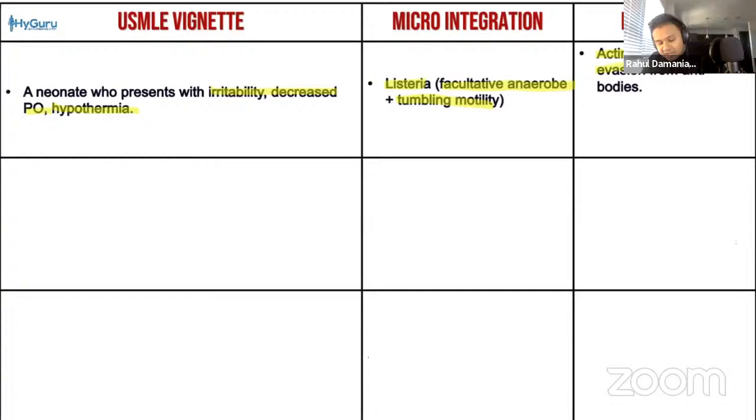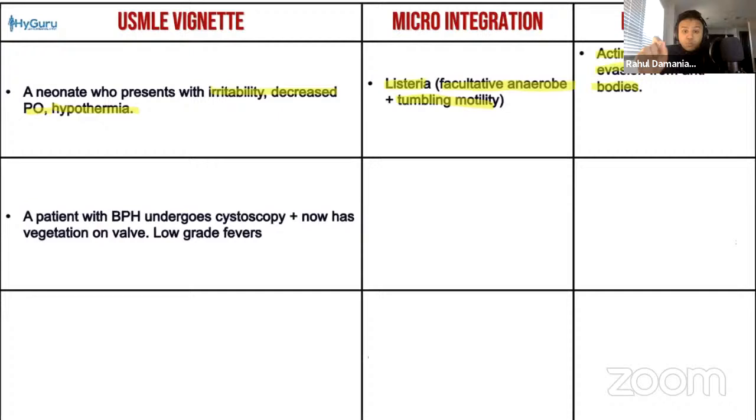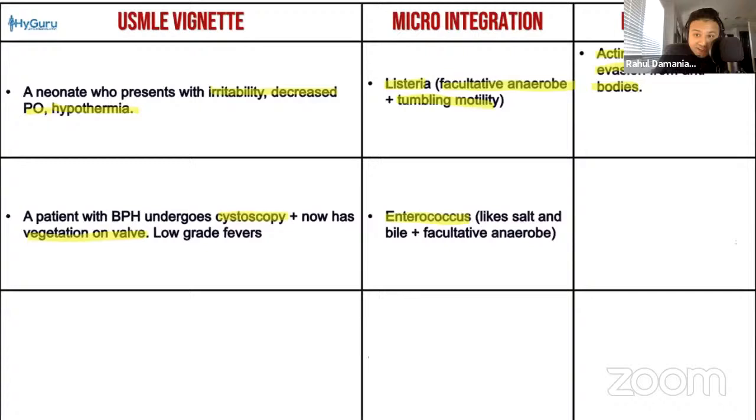What about this question? A patient with benign prostatic hyperplasia undergoes a GU procedure, which is the cystoscopy, and now has vegetation on the valve. What are you thinking of here? You're thinking of endocarditis, especially with the low-grade fevers. You're thinking about a subacute bacterial endocarditis. And this is going to be related to enterococcus. And enterococcus, remember, like salt and bile, is a facultative anaerobe as well.